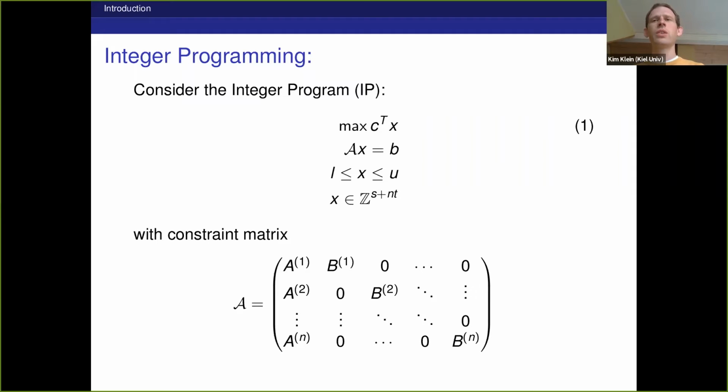It consists essentially of block submatrices, the A_i and B_i. So we have a vertical line of block matrices, these are the A matrices, and we have a diagonal line of B matrices.